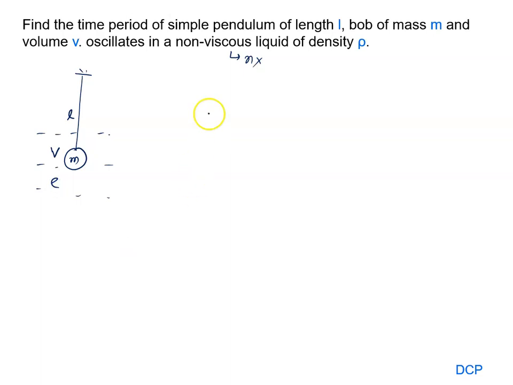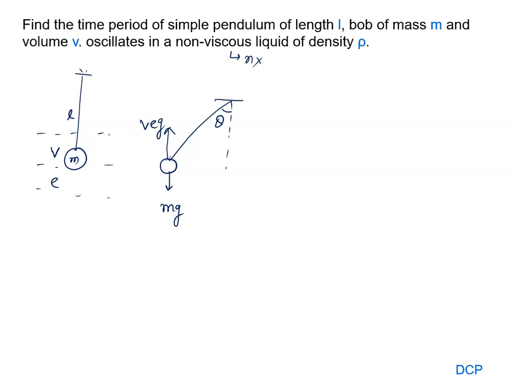Now first of all, we just displace this bob towards any side by a small angle theta, and we write the forces acting on the body. I hope it is visible to all of you. Here the force acting is mg, the weight, in the downward direction, and there is one more force acting in the vertical upward direction. This force is known as the buoyancy force. This is the weight of the displaced fluid.